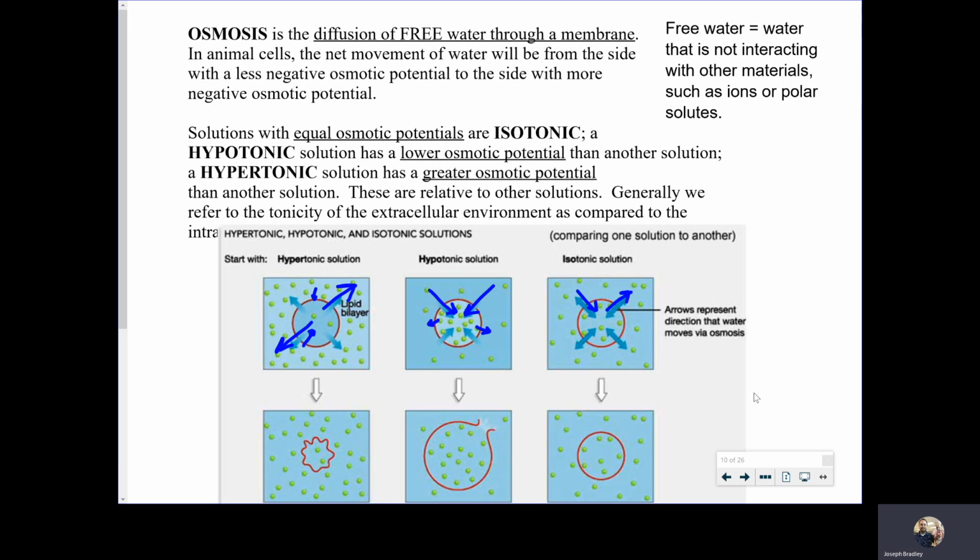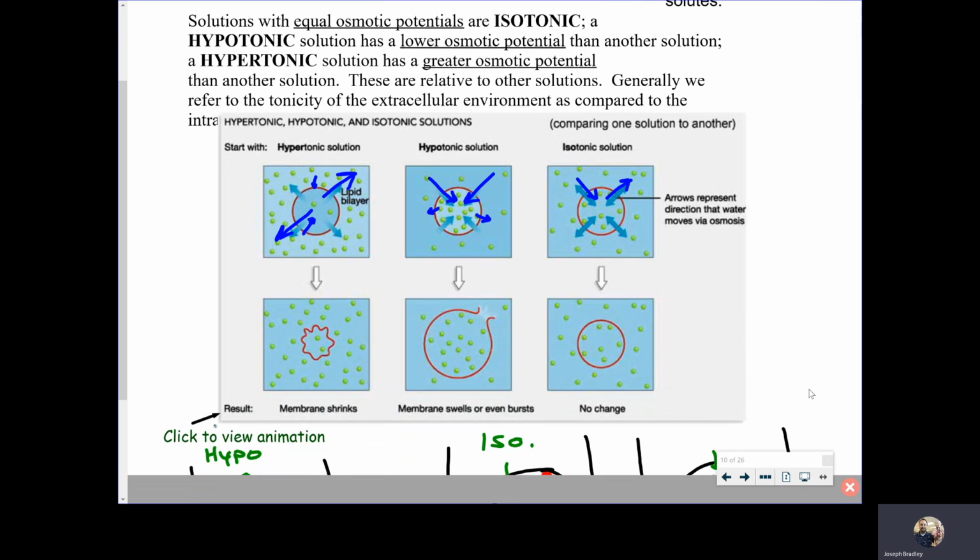So solutions with equal osmotic potentials are isotonic. A hypotonic solution has a lower osmotic potential than the other solution, and a hypertonic solution has a greater osmotic potential. We'll explain what those mean. But if you look, the osmotic potential is going to be relative to the concentration of the solutes.